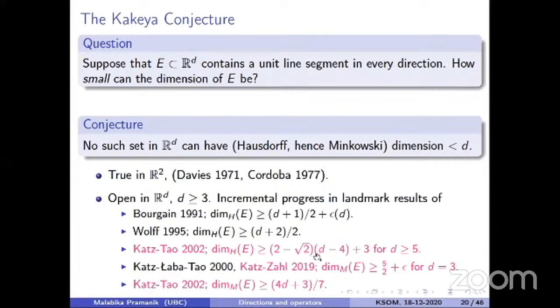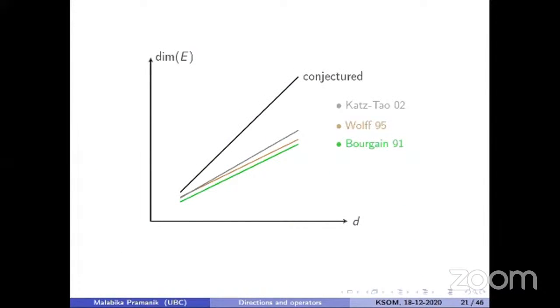Sometimes I find these numbers difficult to digest in real time, so I decided to show you a diagram of where things stand. The diagonal line in black is the holy grail of the conjectured bound. The colored lines show some of the improvements.